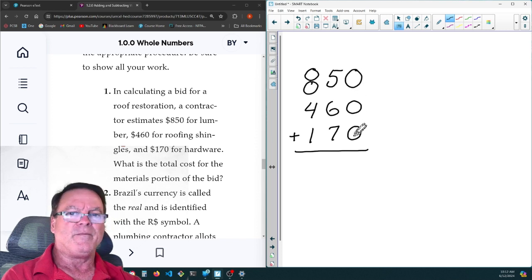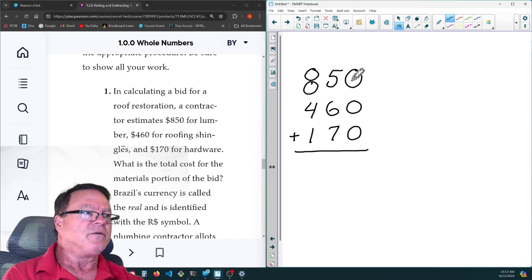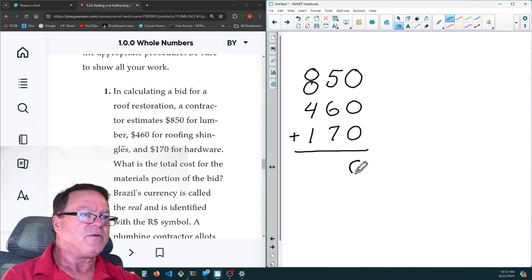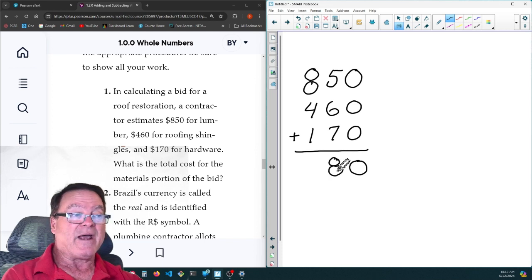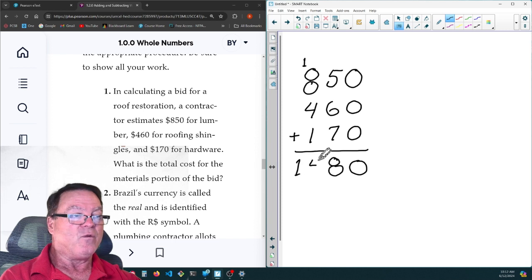All of my ones column are zeros. 0 plus 0 plus 0 equals 0. 5 plus 6 equals 11, plus 7 equals 18. Now it's 18, so I have to write the 8 and carry the 1 over to the hundreds column. 8 plus 1 is 9, plus 4 is 13, plus 1 is 14. So I'll write the 4 and 1. So it's $1,480. That's our total. Okay.